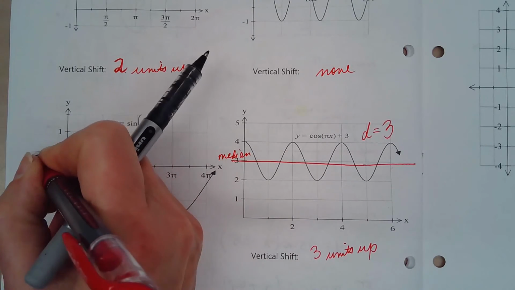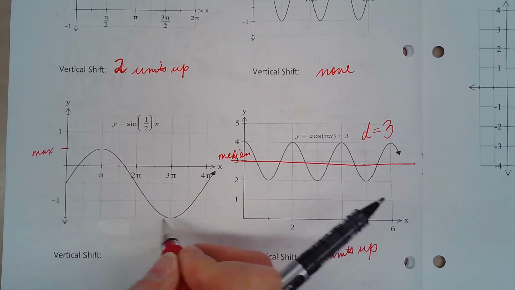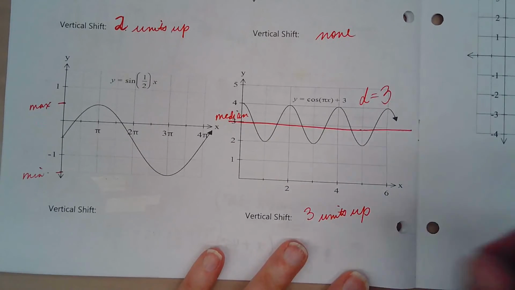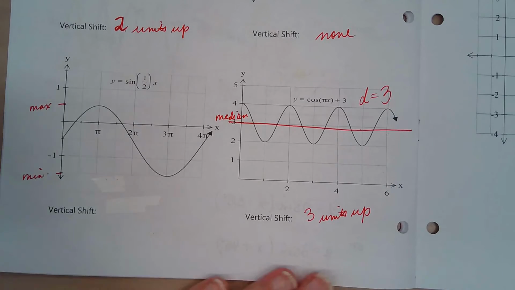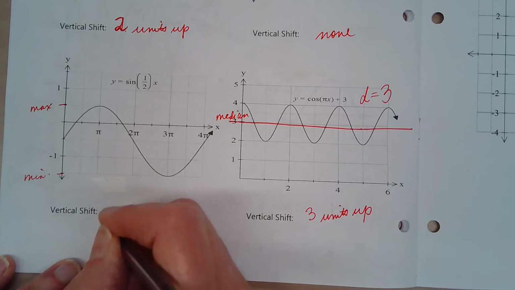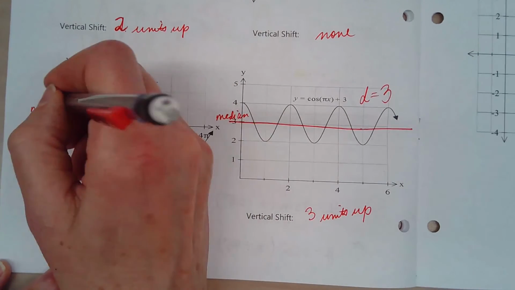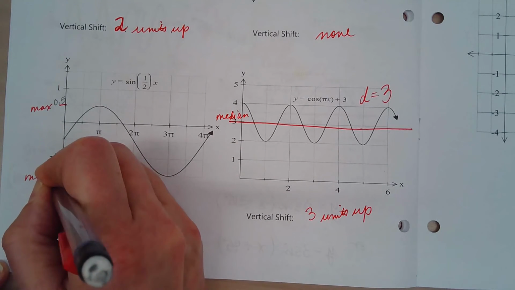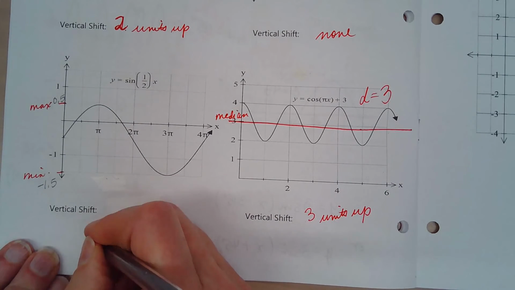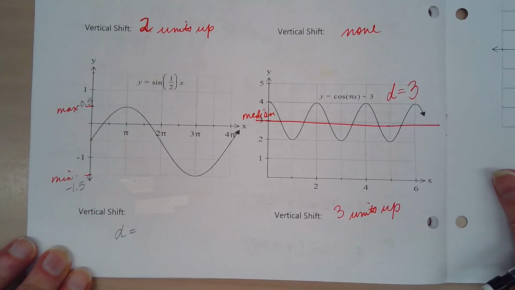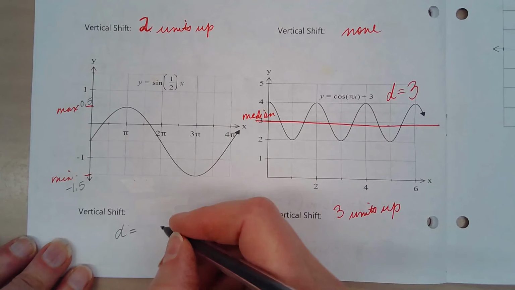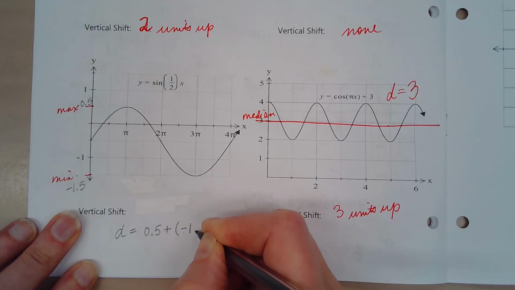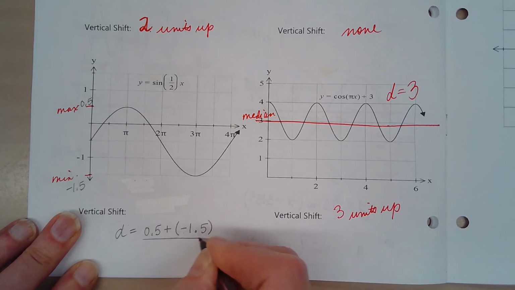This is my max, agreed? This is my min. Okay, let's do this mathematically. I think there's an error here. So max is, what value would this be? 0.5? And this would be negative 1.5? Okay, so let's calculate the D value mathematically because I think this equation is wrong. D equals 0.5 plus negative 1.5, all divided by 2.